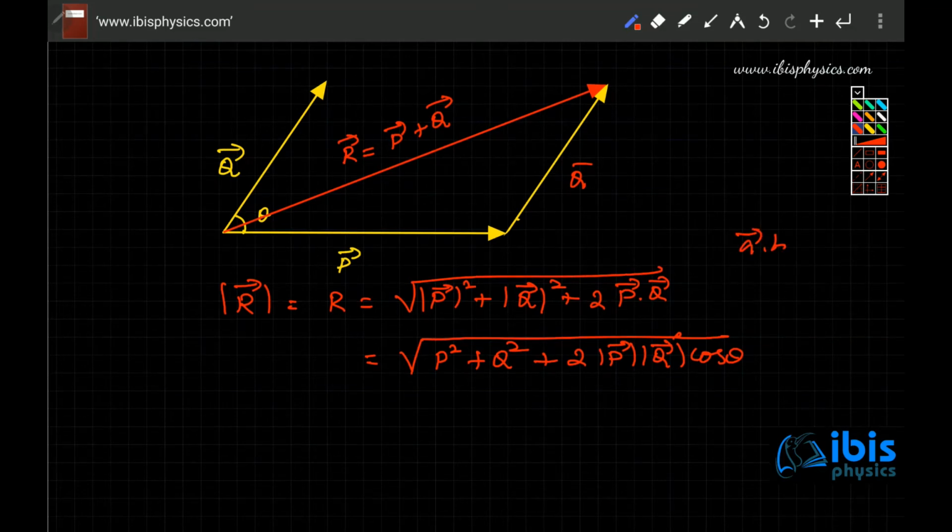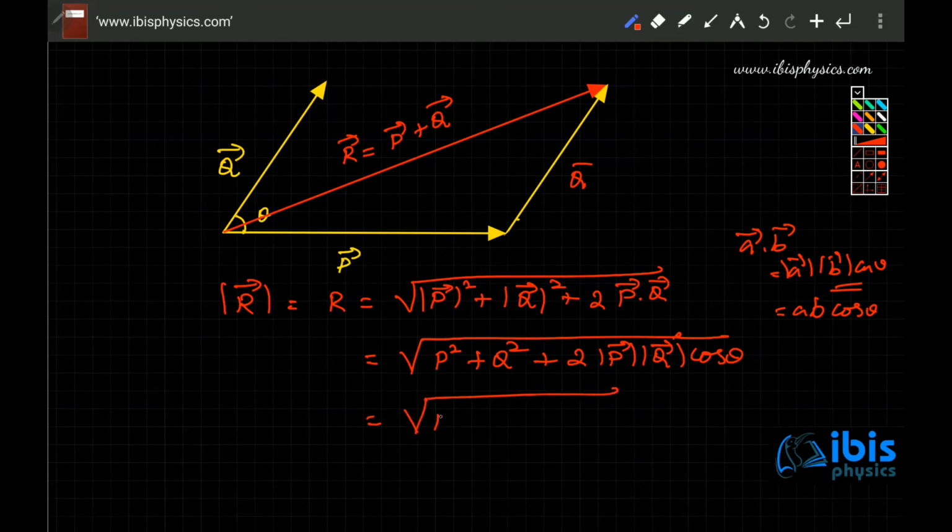A dot b vector equals modulus A modulus b cos theta. Why we define a dot b this way, we will explain in a separate video. So this is equal to root over p square plus q square plus 2 modulus of p, which is p, modulus of q, which is q, into cos theta. This is the r vector, which is a vector plus b vector.